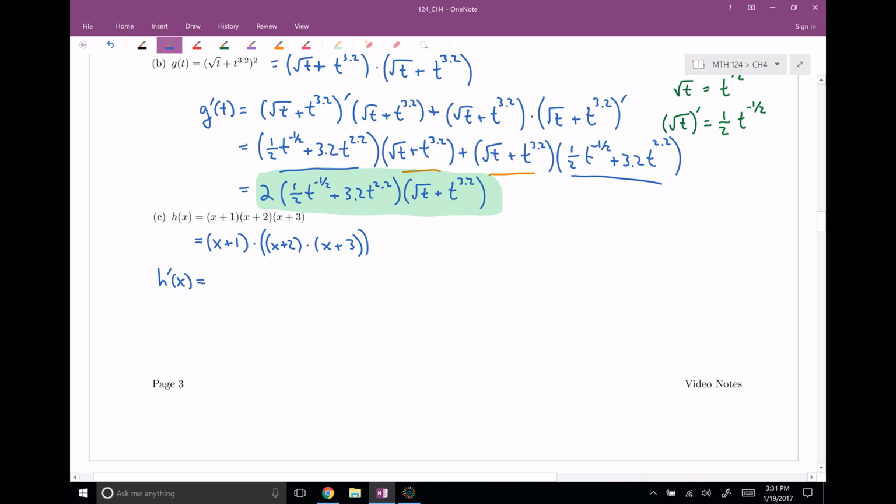This is okay for quizzes and exams, for showing your work. Instead of just writing out x plus 1 prime, well, we know what the derivative is. The derivative of x plus 1 is just 1. This is a linear function. The slope of it is 1. So the derivative of the first times the second, so we're leaving this alone, plus the first, leave it alone, times the derivative of the second.